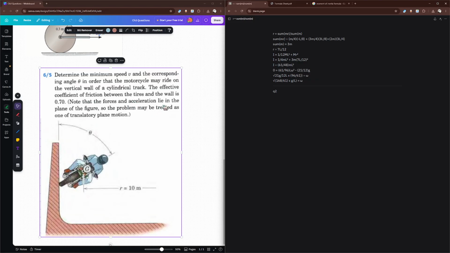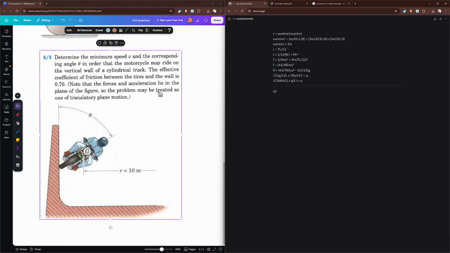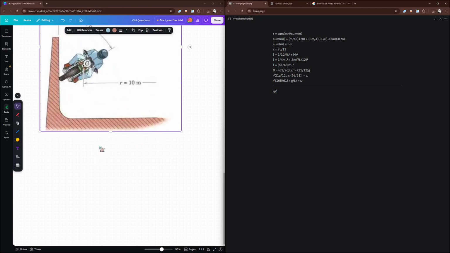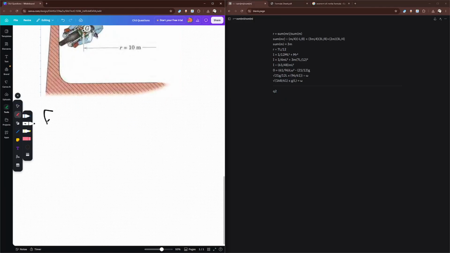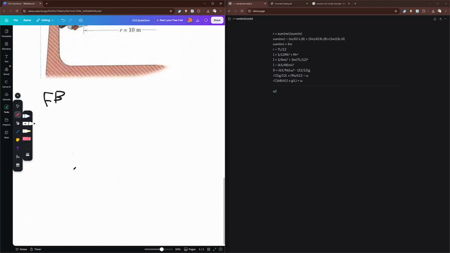Note that the forces and acceleration lie in the plane of the figure, so the problem may be treated as one of translatory plane motion. Right? So let's get some free body diagrams and kinetic diagrams going. Remember what I said, first step is always a free body diagram.